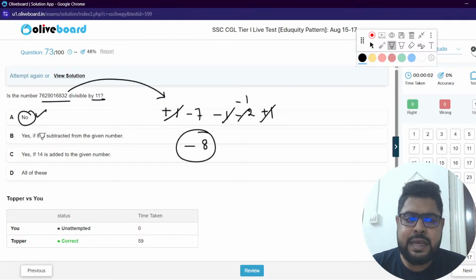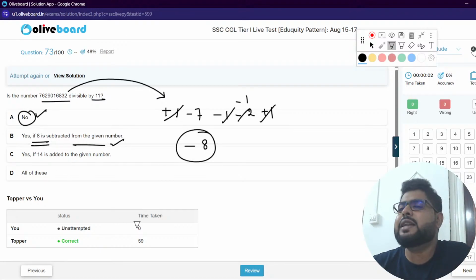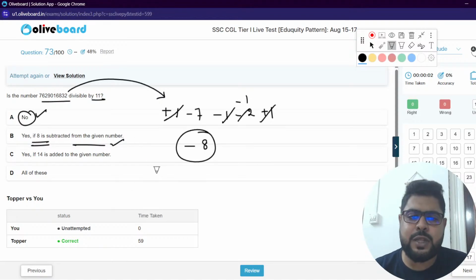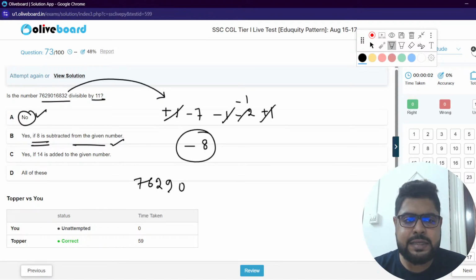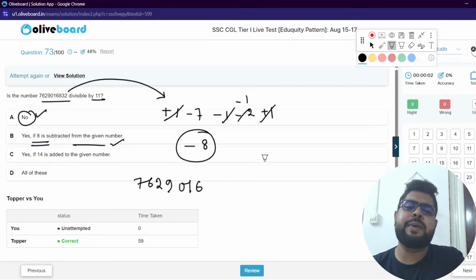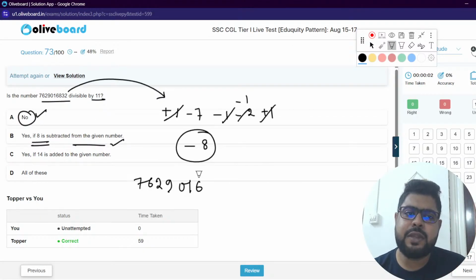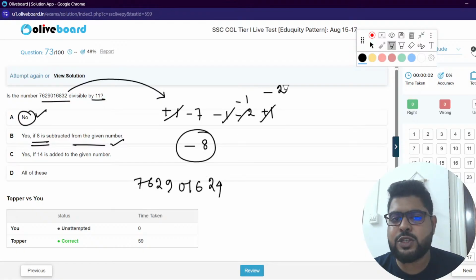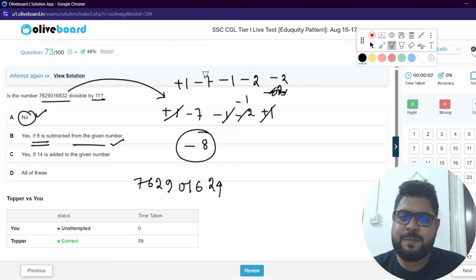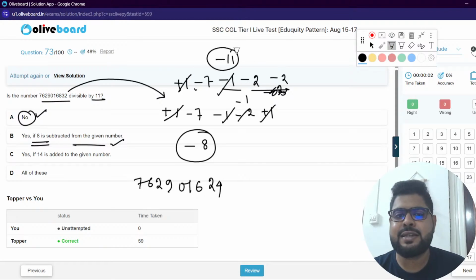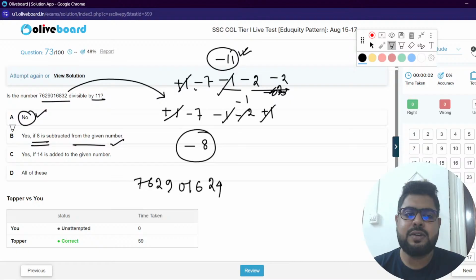This is correct. Yes, if 8 is subtracted from the given number, the number will become 7629, 0168. 32 will become what? 32 will become 24, right? So the last will become minus 2. Everything will remain the same. Plus 1, minus 7, minus 1, minus 2, and minus 2. Correct? So minus 1, minus 4, minus 5, and minus 1 plus 1 cancels. So minus 11. Yes, sir. Then it is divisible by 11. Then B is also correct.